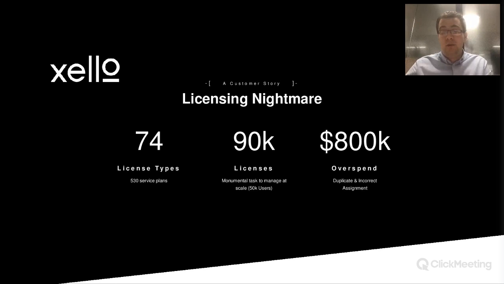So we came in and sat down with them and analyzed their licensing process. We also analyzed their licensing assignments, right? And we worked out pretty quickly that they had close to $800,000 in overspend. So that was in two areas. They had people who had licenses that were actually the same, and they had people who just had the wrong ones, right?